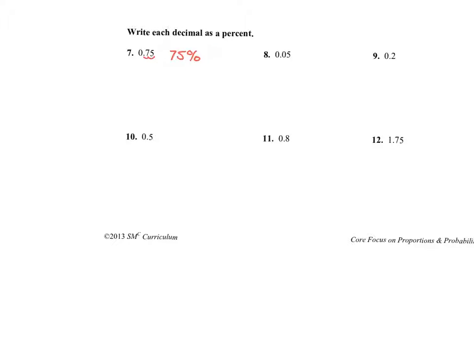Let's look at number 8. We do the same thing. From decimal to percent, just move the decimal 2 spots to the right, so that is 5%.